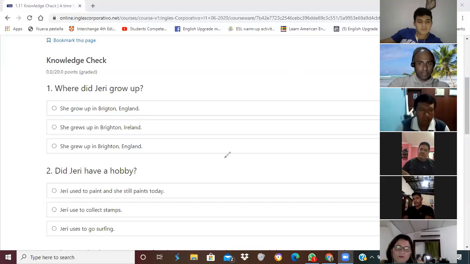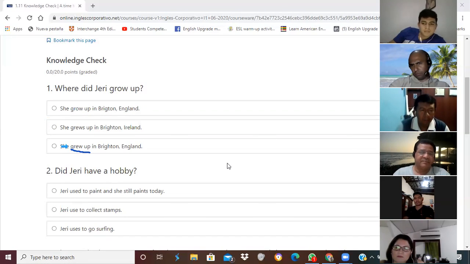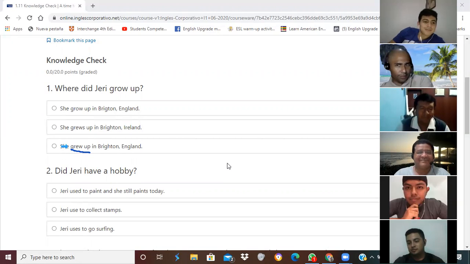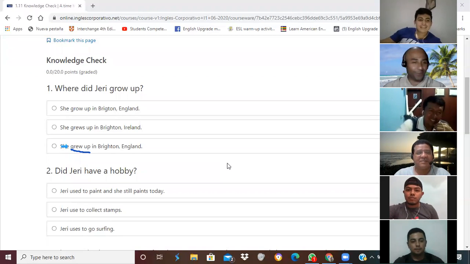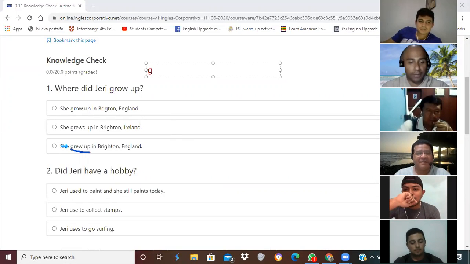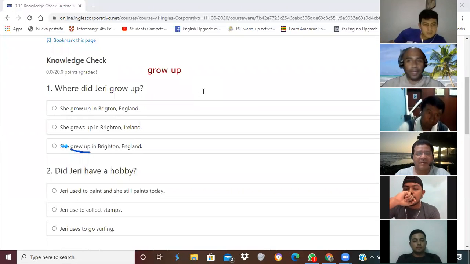So I want you to pay attention to the verb. Grew up. Right? So the verb is in the simple present? Excuse me? Simple past. That's right. Simple past, right? That's not simple present. Simple present is grow up, in the question. Grow up. This is a simple present. Simple past is grew up. Grew up.